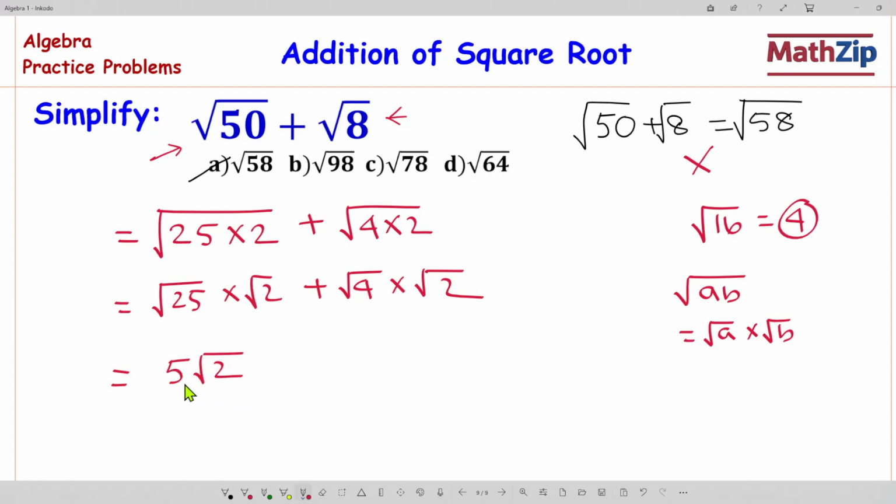We know root 2 is not a rational number, it's an irrational number, so we have to keep this one like this, plus root 4, which means 2, and here is also root 2. Now look, here is 5 root 2 and here is 2 root 2. We can add these and we get 7 root 2, but this has no similarity with the options here: root 58, root 98, root 78, root 64. So what will be the right answer?